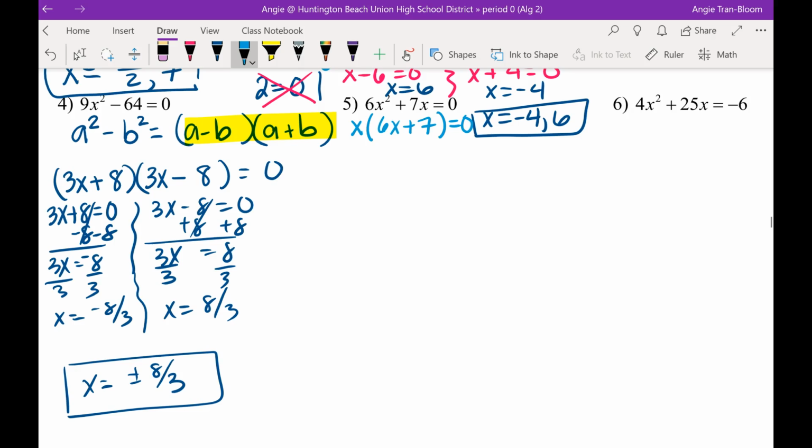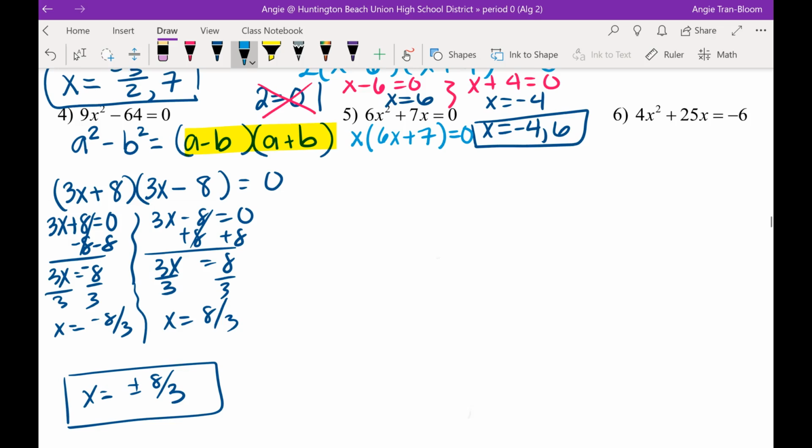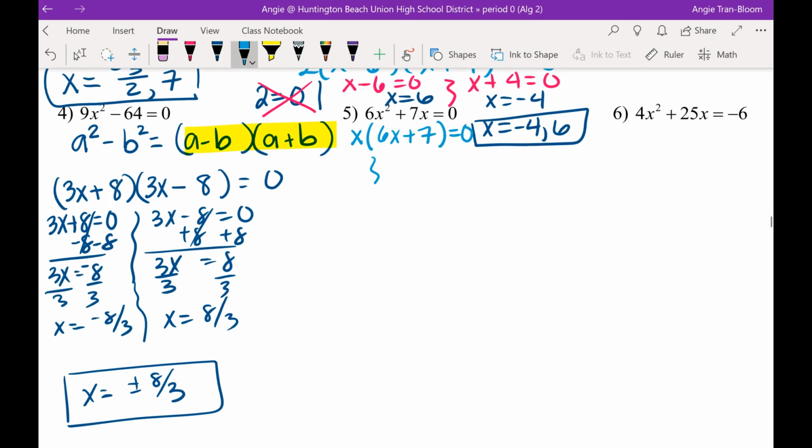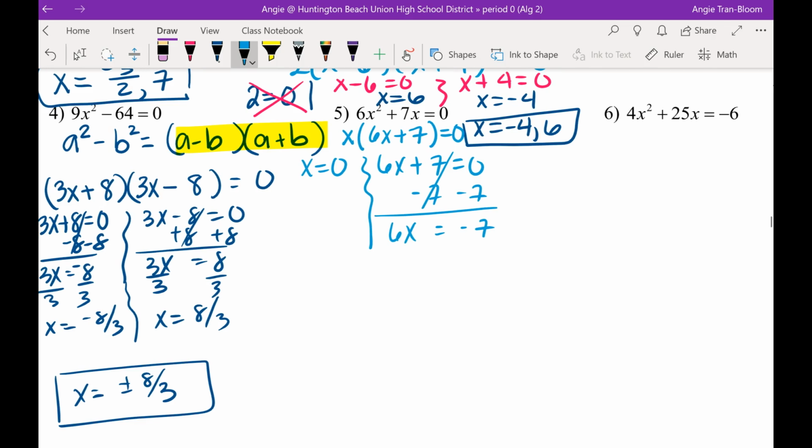Alden, can you tell me what to do from here? Subtract 7 on both sides. You mean take each and set equal to 0? Okay, take each and set equal to 0. And then you said subtract 7 from both sides. So now you have 6x equal to? Good, what's next, Arden? Divide both sides by 6. Good. So x is negative 7 divided by 6.